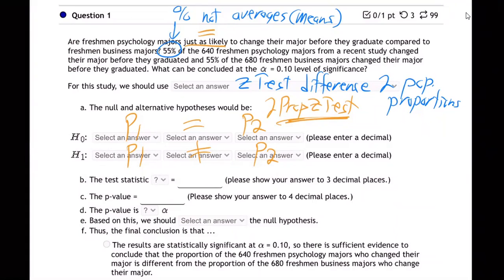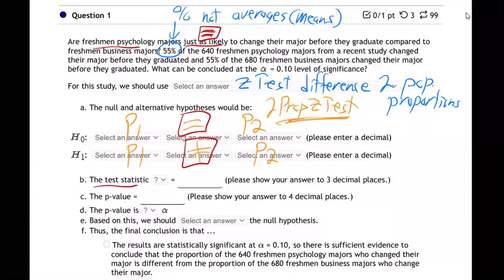Does that make sense? That's how I discovered it, from the words. Now, if they had said, are freshman psych majors more likely, that would have been greater. Or less likely, that would have been less, right? But if they say just as likely, they're asking if they're equal or not equal. That's what they're saying. Are they equal or not equal? Just as likely. Let's keep moving.